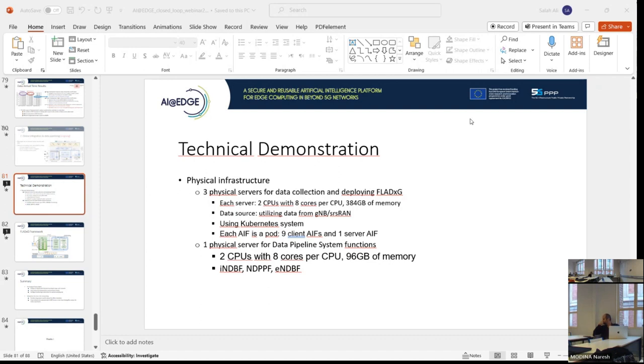For data sources, we are training our models on our gNodeBs, which are part of srsRAN. We use Kubernetes to run our AIFs. We have nine client AIFs and one server corresponding to the underlying data sources. We have one physical server for data pipeline system functions with two CPUs with eight cores and 96 GB of memory, and we have three different functions on that server.